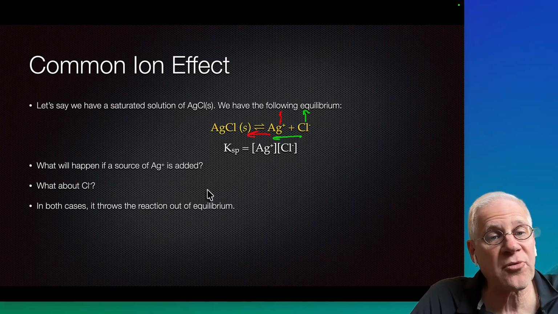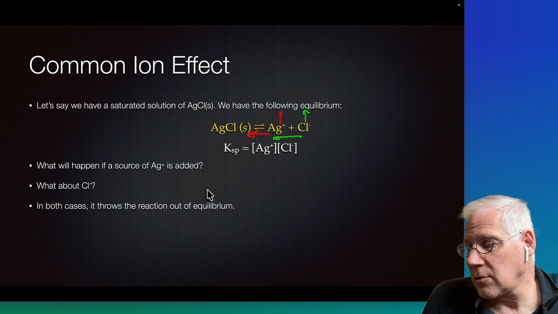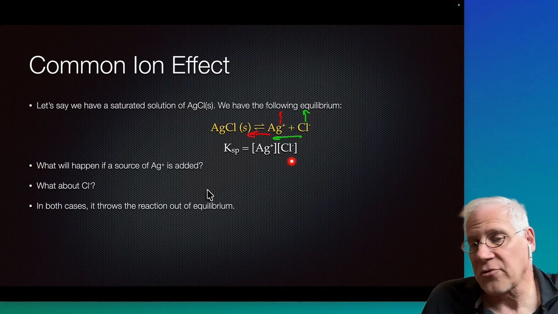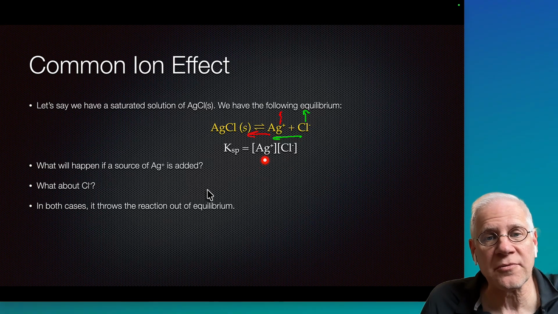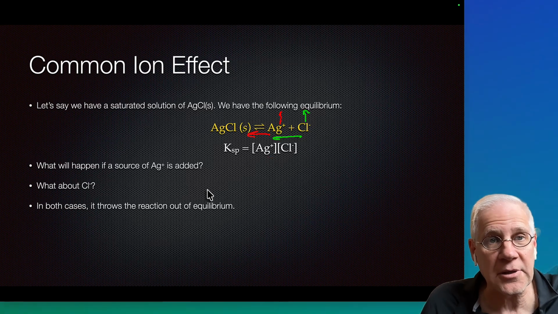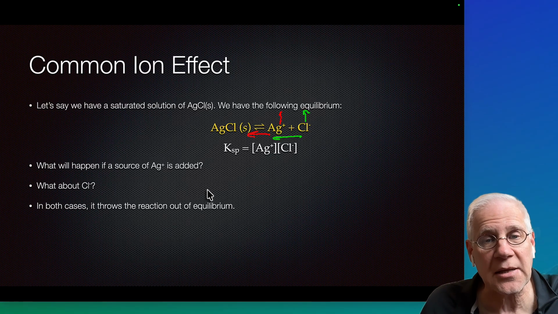The reason it does that is because when something is added to a system at equilibrium, it's thrown out of equilibrium. And here, by adding either a source of chloride or a source of silver, I'm no longer at equilibrium, so I have to do a Q calculation. And remember, the calculations are exactly the same. It just means we know we're not at equilibrium.